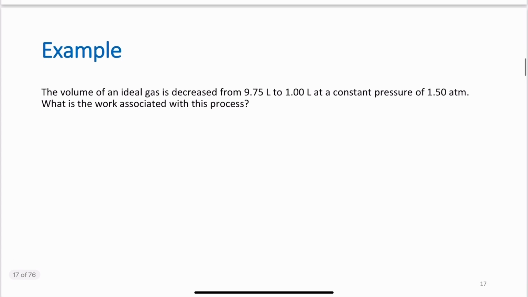So let's look at a couple examples really quick on how we can actually apply this. The volume of an ideal gas is decreased from 9.75 liters to 1 liter at a constant pressure of 1.50 atmospheres. What is the work associated with this process? I know work is negative P delta V. I know my V1 was 9.75, my V2 is 1 liter, and my P is 1.5.